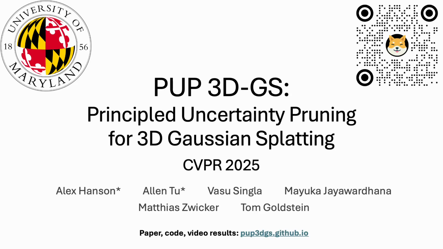In this video, we introduce PUP 3D-GS, a pruning technique that drastically reduces the size of pre-trained Gaussian splatting models. This is a joint work by Alex Hansen, Alan Tu, Vasu Singla, Mayuka Jaywardhana, Matthias Zwicker, and Tom Goldstein, appearing at CVPR 2025.